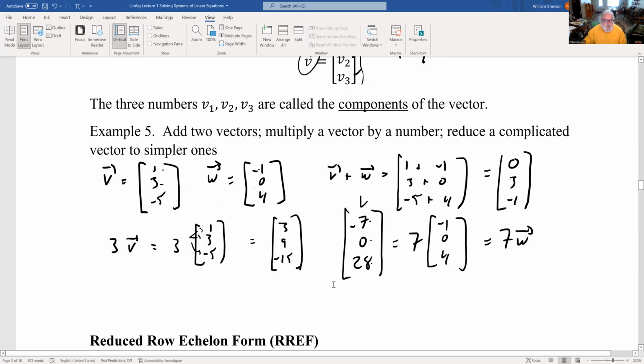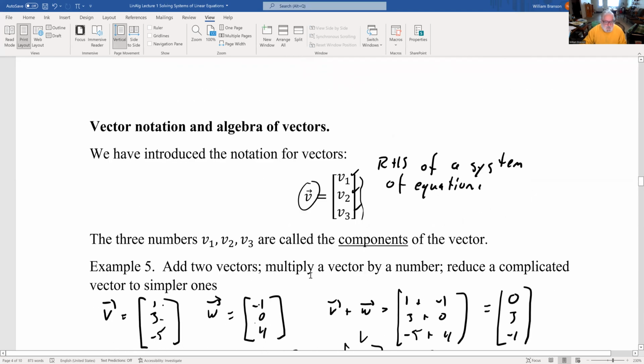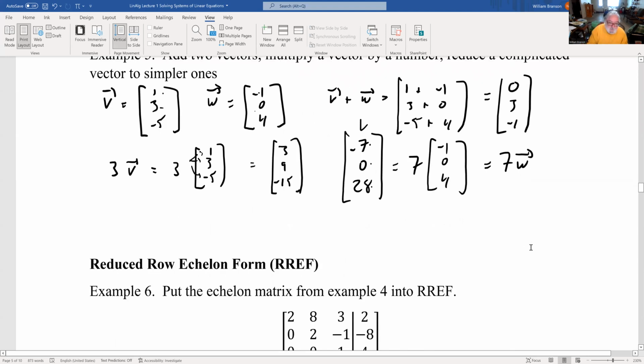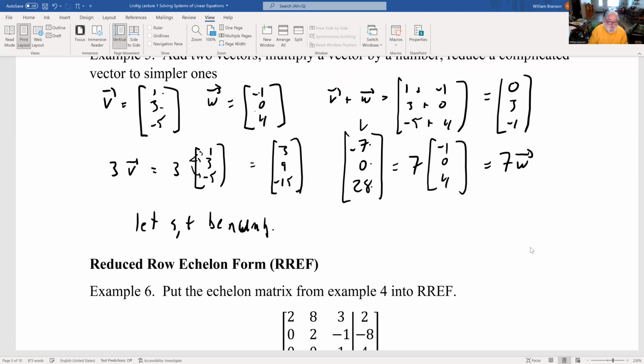And finally, let's see, I left myself not a huge amount of space, but suppose we have a vector. So let's let S and T be numbers. We don't know what they are. And suppose we have the vector S minus T, 3s, minus 5s plus 4t. So this is a vector, it's got 3 components. Can we break this apart?